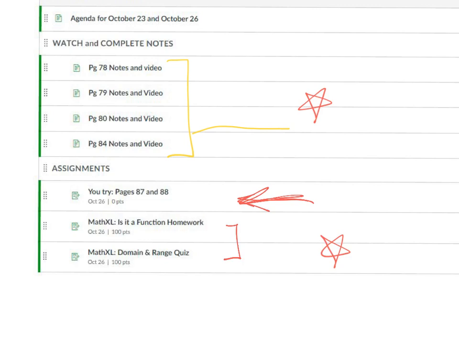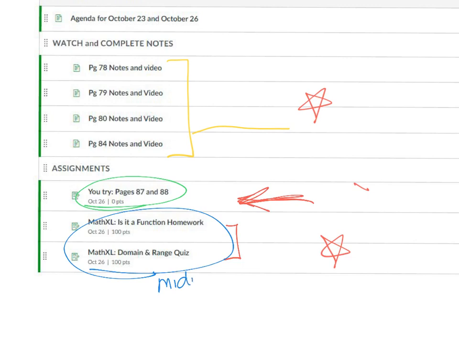Okay. So this will be due midnight. There's nothing to turn in for the You Try one, but these 2 right here you can see are due October 26th, and I just have it set to be due at midnight, and those are our first 2 assignments in chapter 4.